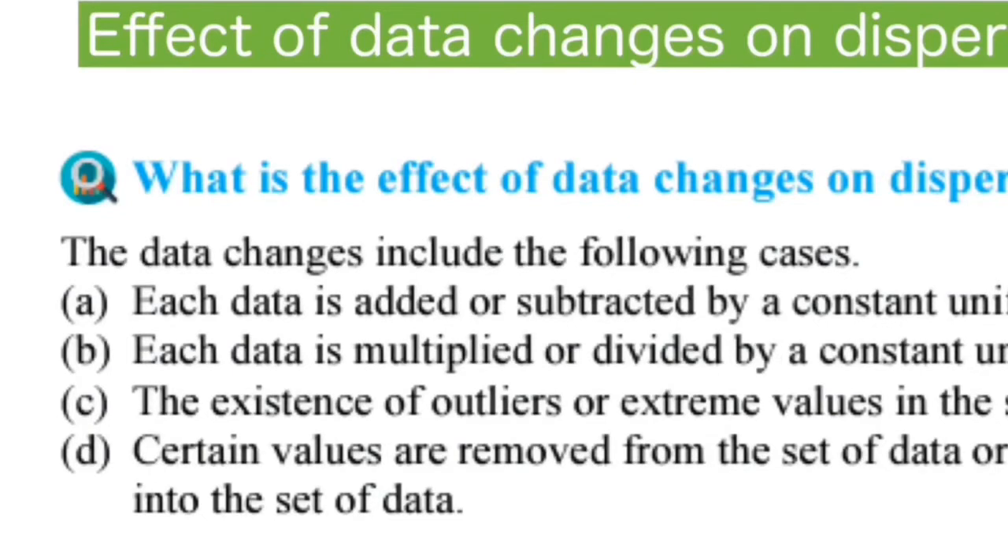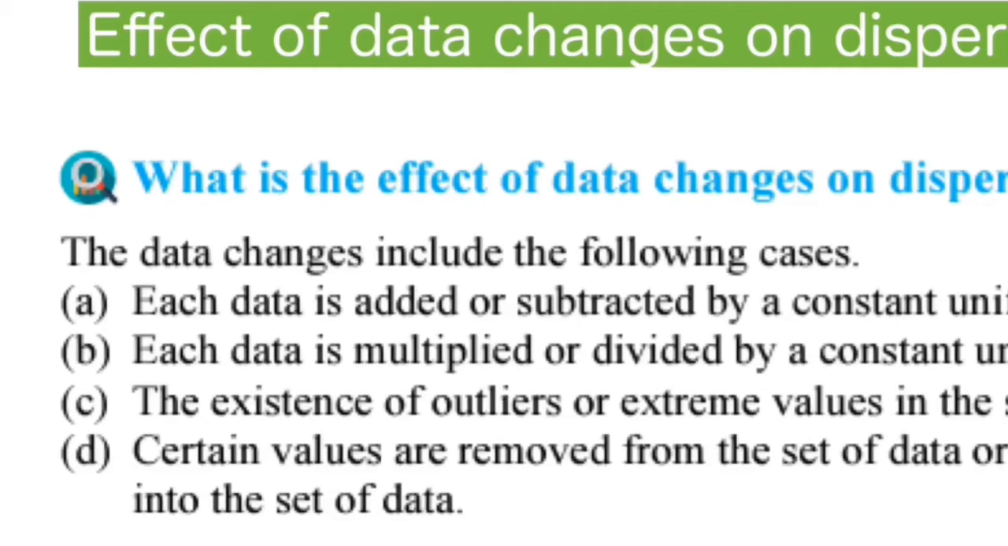Effect of data changes on dispersion. What is the effect of data changes on dispersion? The data changes include the following cases. A. Each data is added or subtracted by a constant uniformly. Add means that you add a positive number. Subtracted means I can add a negative number. So concept-wise it is actually the same.